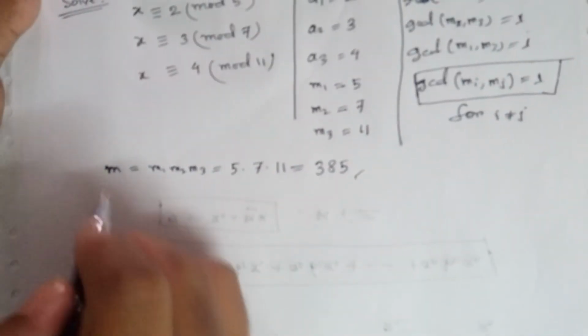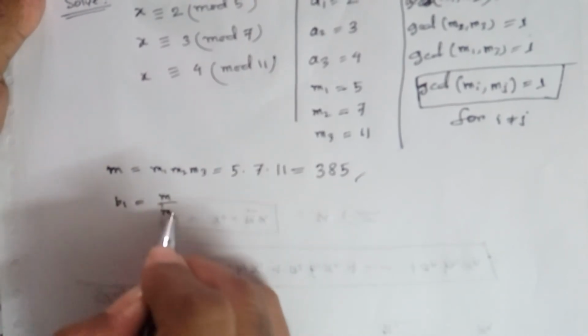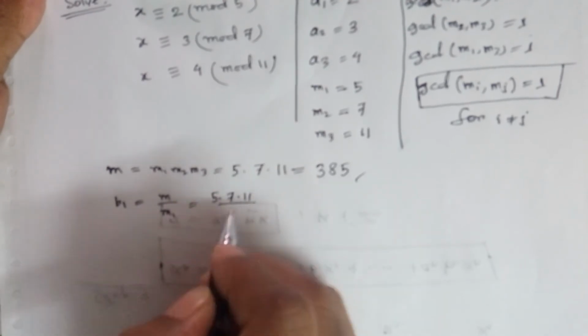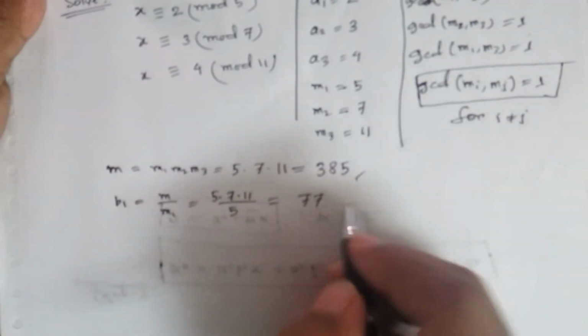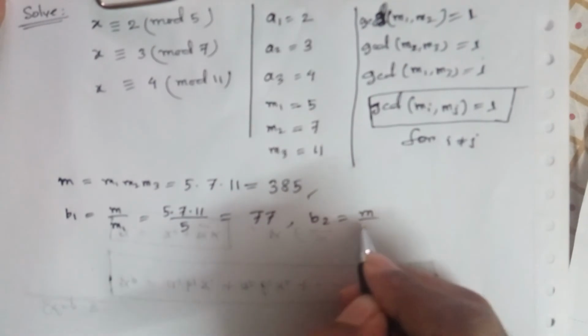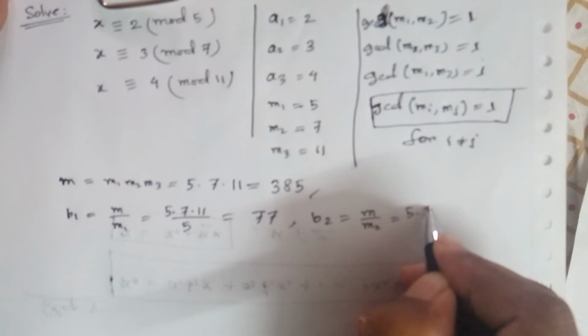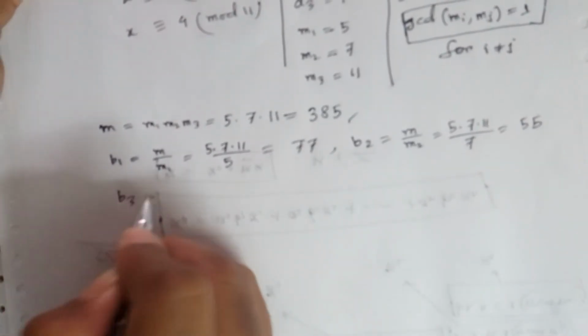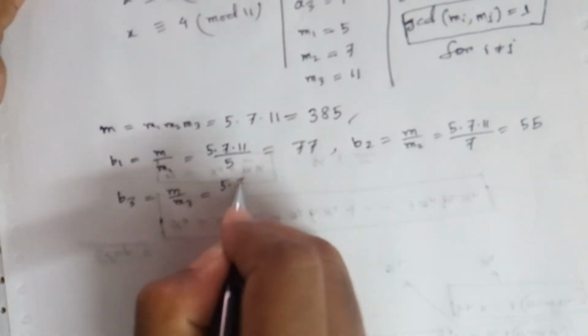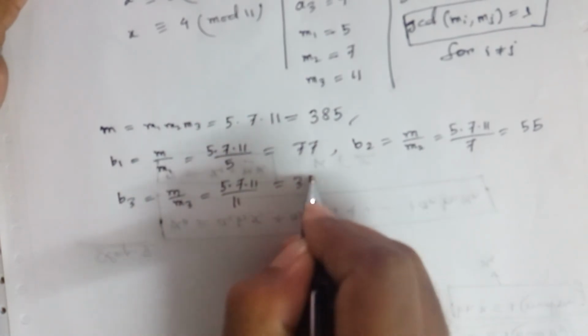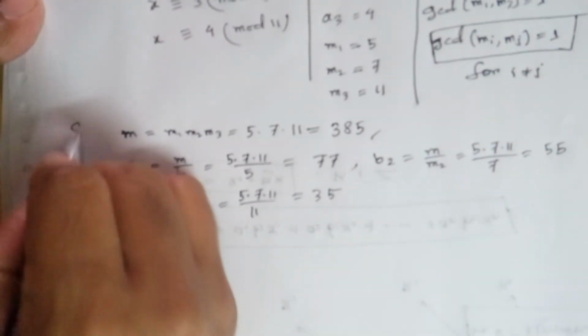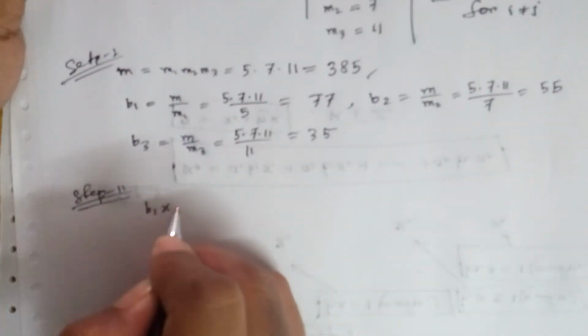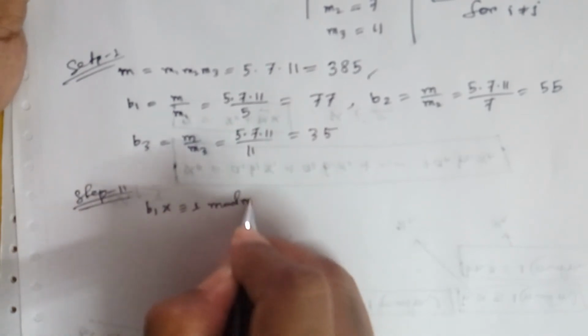Now consider the number b1 equal to m by m1, that is 5 times 7 times 11 divided by 5, that is 77. Similarly, b2 equal to m by m2, which is 5 times 7 times 11 by 7, that is 55. And b3 equal to m by m3, 5 times 7 times 11 by 11, which is equal to 35. So step 1 is complete. Now step 2, we consider the congruence b1 x ≡ 1 modulo m1.